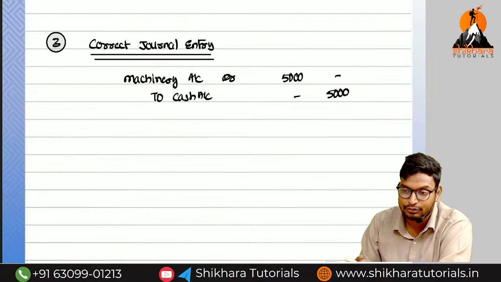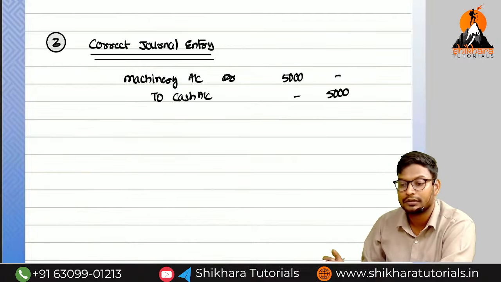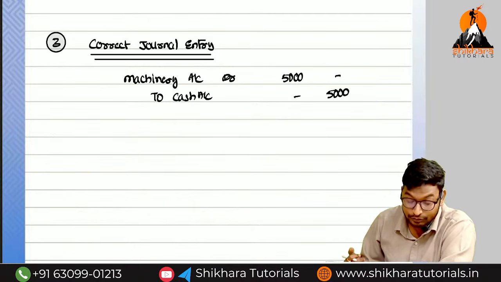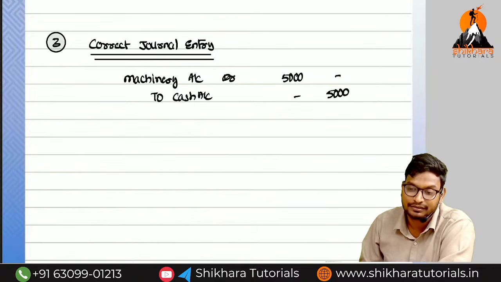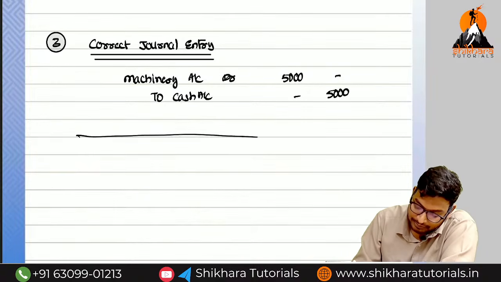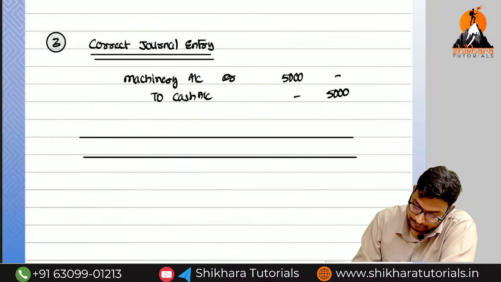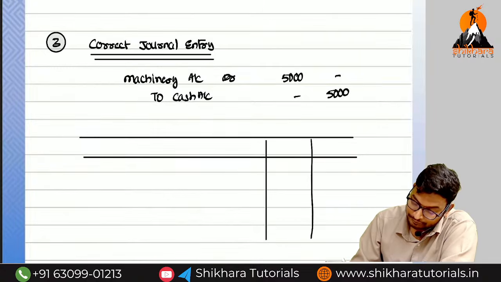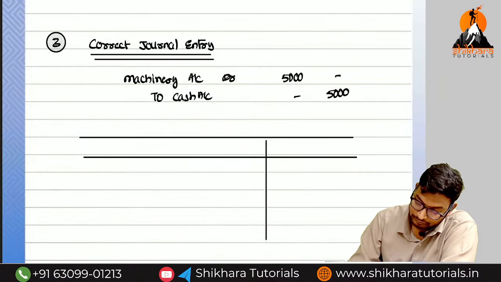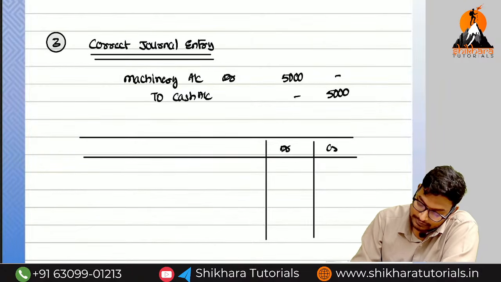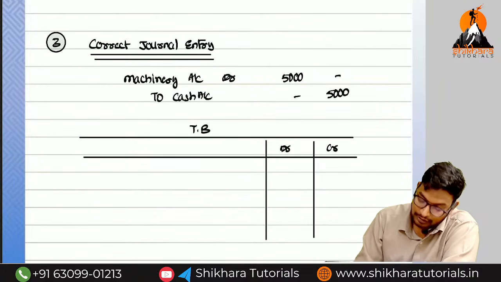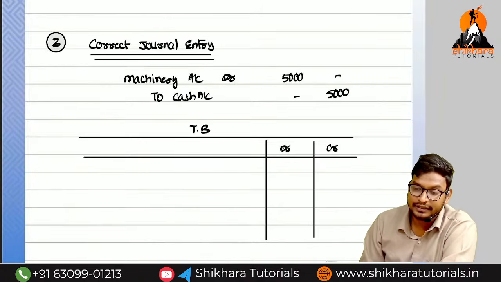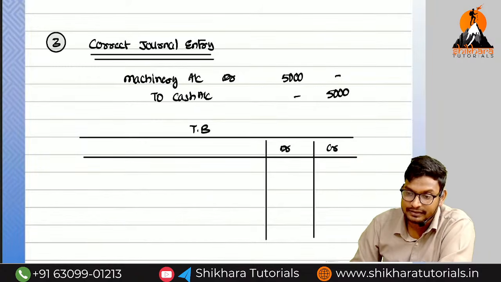Okay, sir, machinery you have to credit, simple. But when coming to more rectification of errors, you can get through only with the help of the trial balance, ma. Okay, na? So I am directly preparing the trial balance. DR and CR. So how to prepare a trial balance? Simple, amma. Debited means debit balance, credited means credit balance.